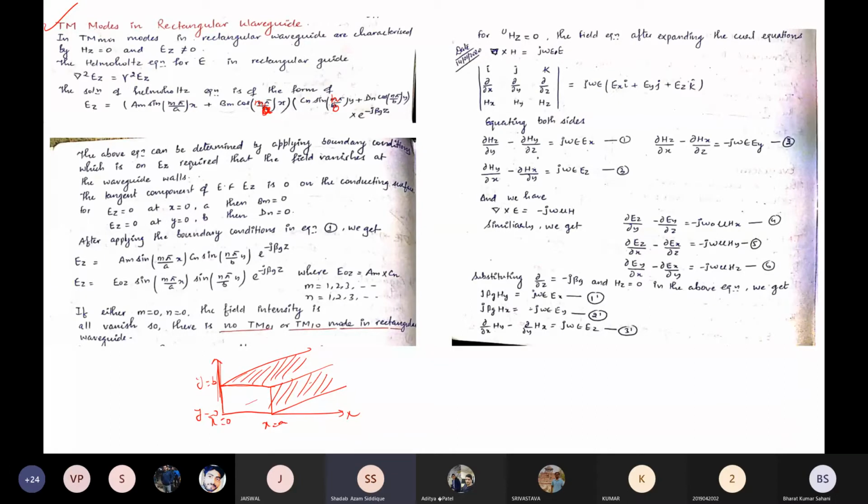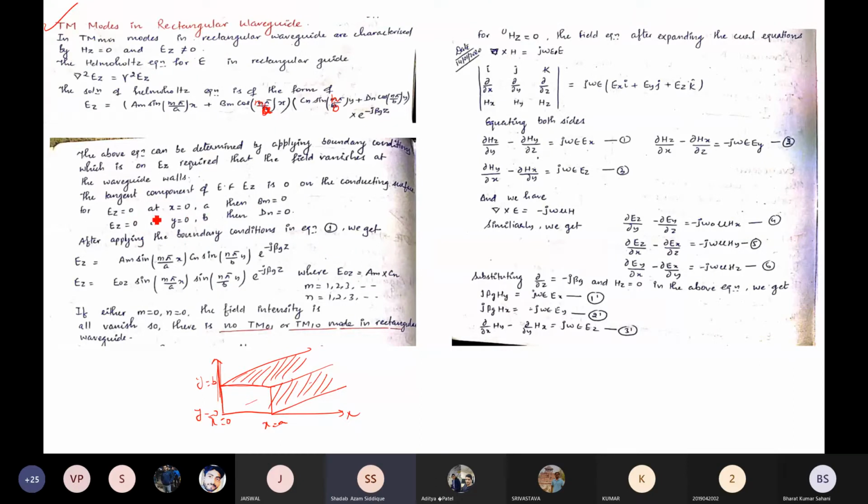So to have the electric field zero at the waveguide wall, we need to apply the boundary condition, because Ez is there and Hz is equal to zero, so we have Ez. We will apply the boundary condition at the boundary, that is x equal to 0 and x equal to a, Ez equal to 0, and y equal to 0, y equal to b, Ez equal to 0. That means at the boundary, this tangential component of the electric field will be 0.